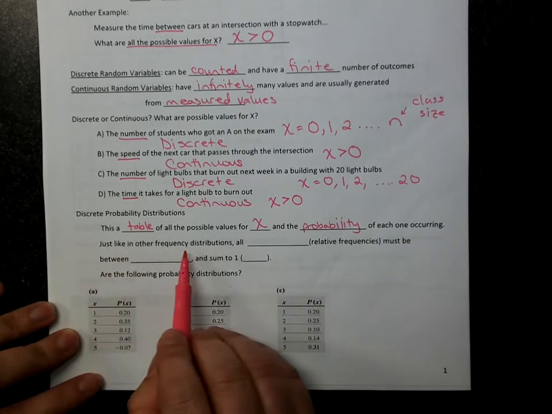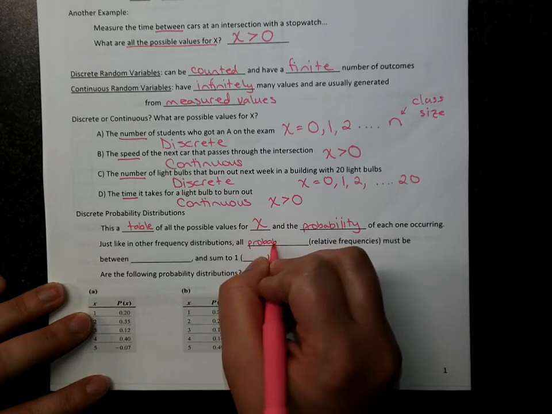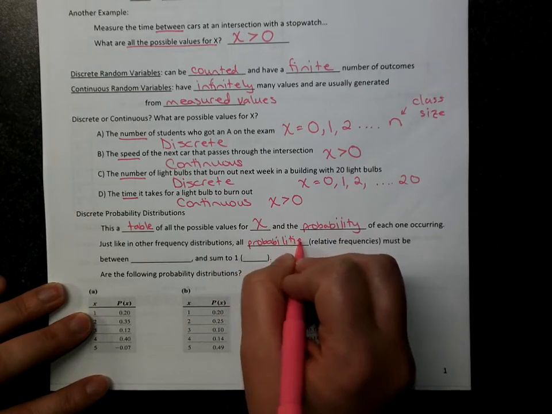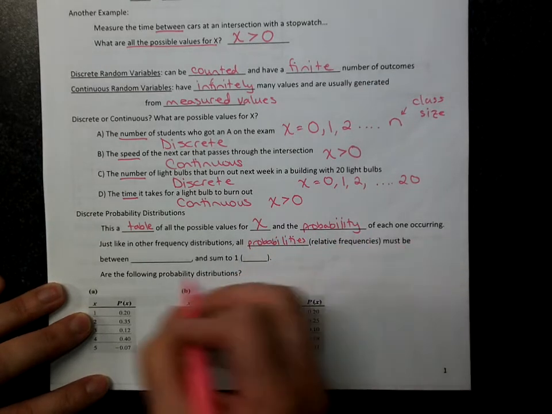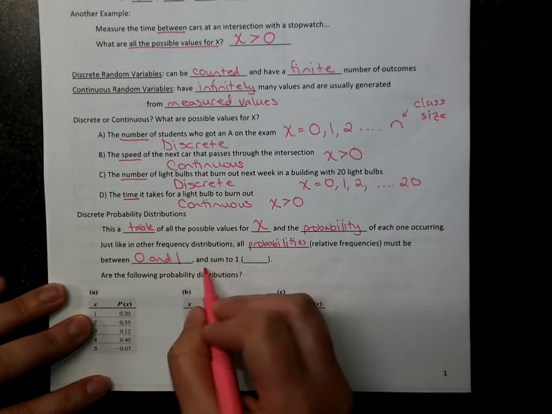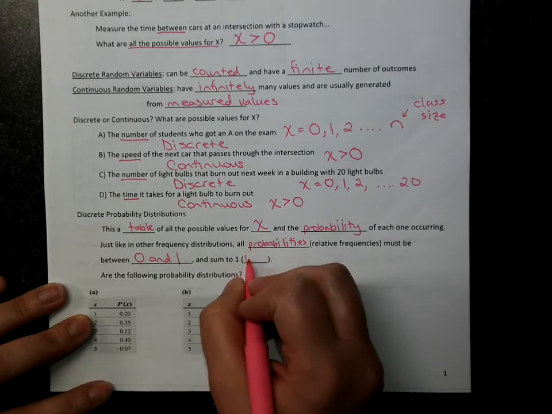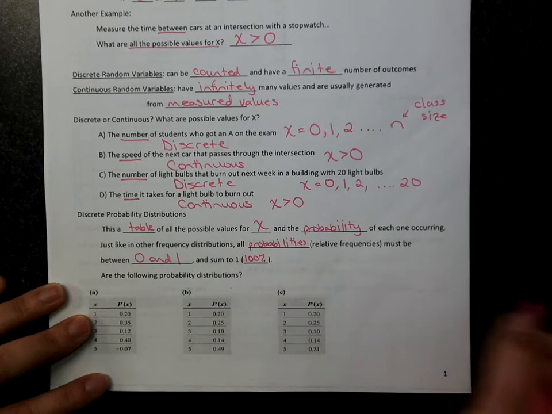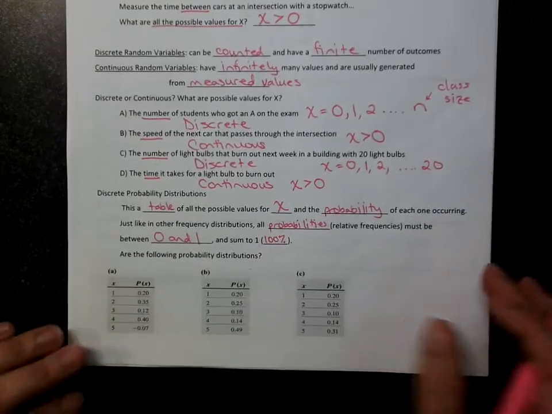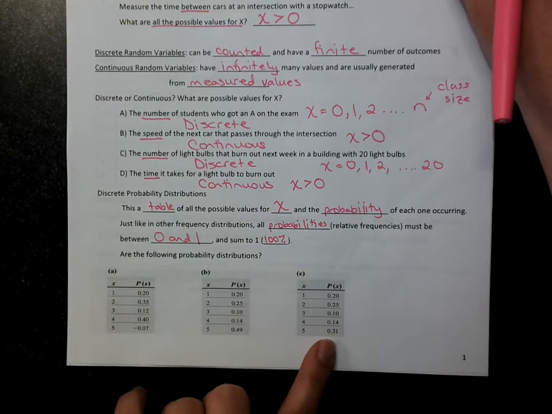Just like other frequency distributions, all probabilities, which are relative frequencies, must be between 0 and 1, and they also must sum to 1, which again represents 100%. So let's look at these three examples at the bottom. Are these three valid probability distributions?